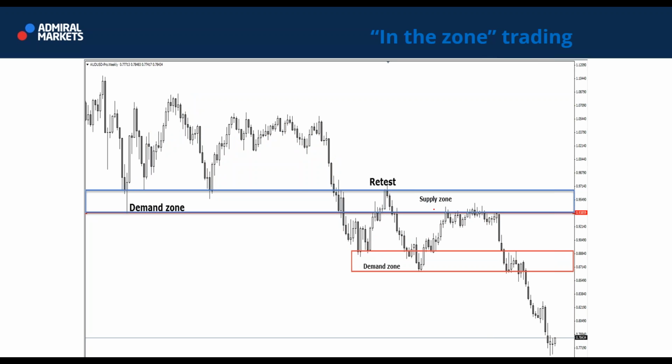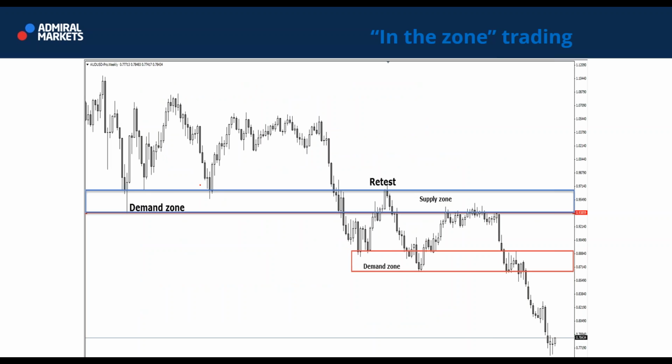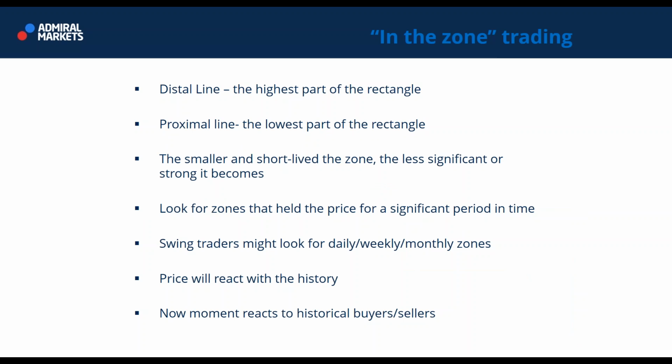Now, the thing is, the zone is good if it's fresh one. But if you see a retest, it can also be good. But don't think you should see many retests, because the more you see the retest, the bigger the chance is for a possible break of the zone. Now, these are some terms that we use: distal line, proximal line. So this is distal line, this is proximal line in the zone.